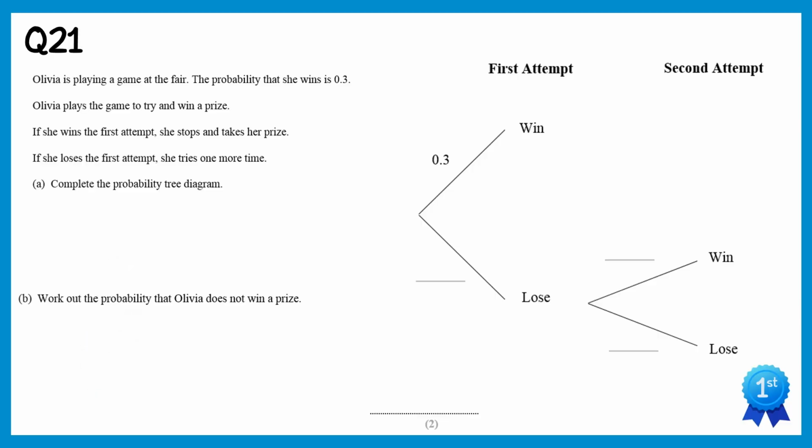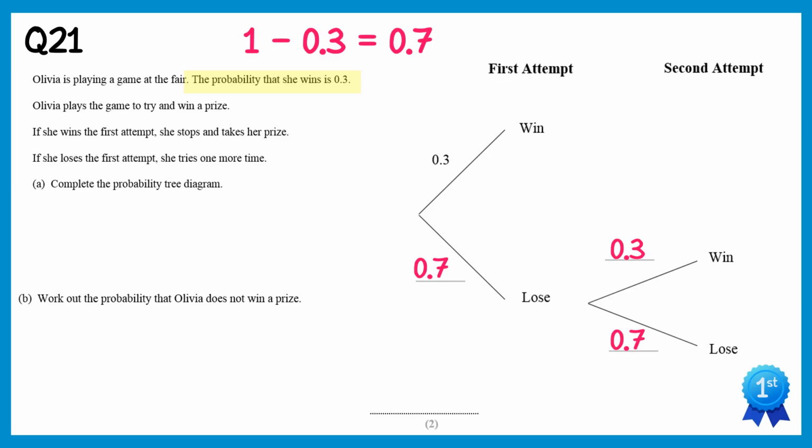We're told the probability that Olivia wins is 0.3, so the probability she doesn't win, which means she loses in this case, is 1 take away 0.3, which is 0.7, so we can add this probability to the lose branch. On her second attempt the probabilities won't have changed, so it's also 0.3 and 0.7.